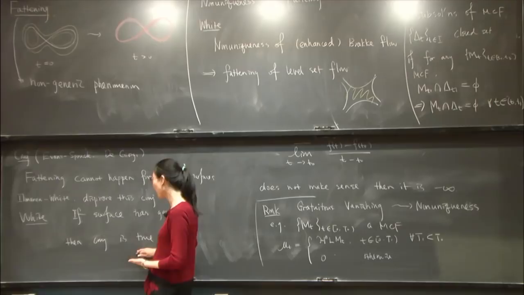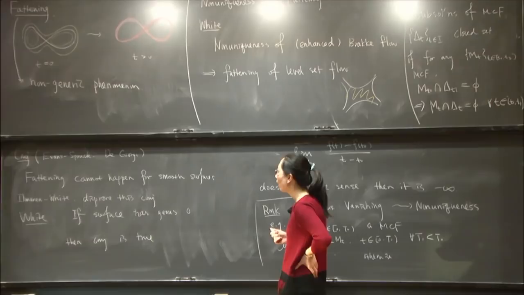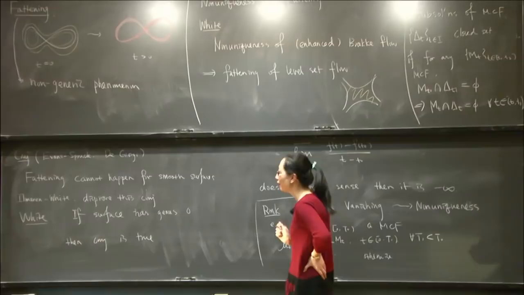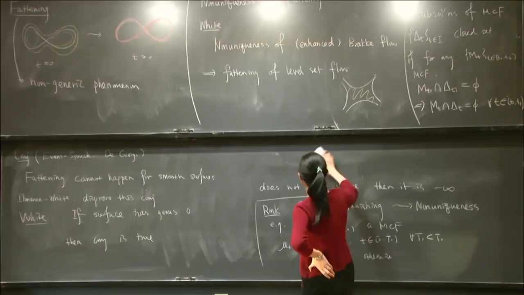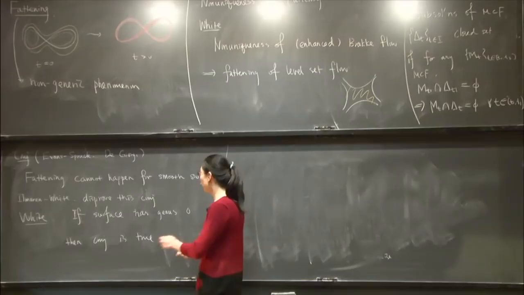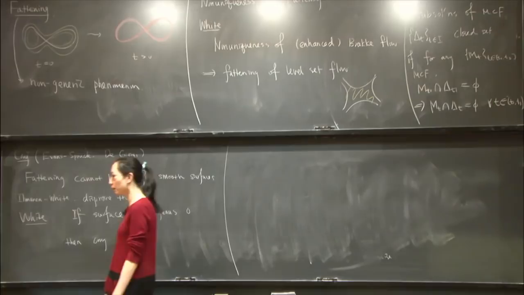Due to Chodosh, Choi, Mantoulidis, Schulze. So, assuming the multiplicity one conjecture, then this is true. But now the question is reduced to the multiplicity one conjecture, which is about the multiplicity of the tangent flow of weak mean curvature flow. So anyway, this is some conjecture related to the fattening phenomenon.